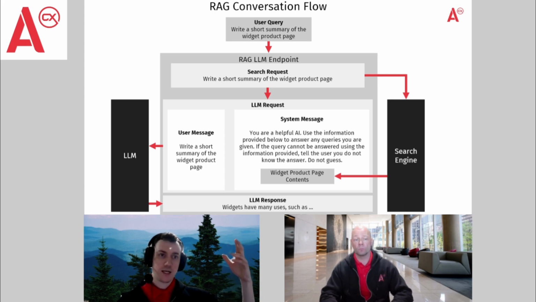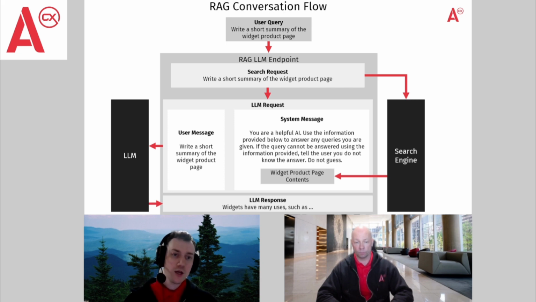So as you can see in this example, we've got a short example here where we're trying to get a summary of a product page. So a user requests that summary, and we reach out to the search engine. We say we'd like to generate a summary. Can you give us the product page back, please? And as you can see in this example, there's actually two messages we send to our LLM. There's a user message and there's the system message.